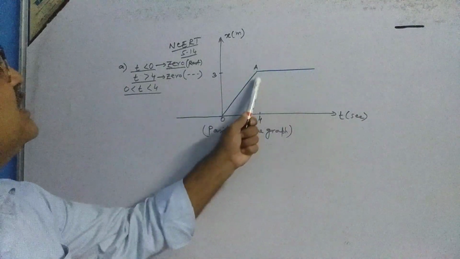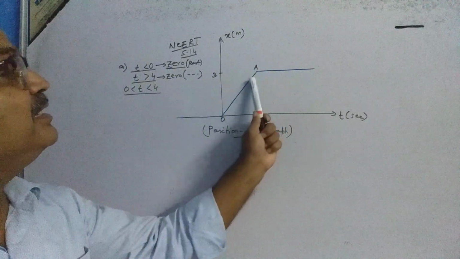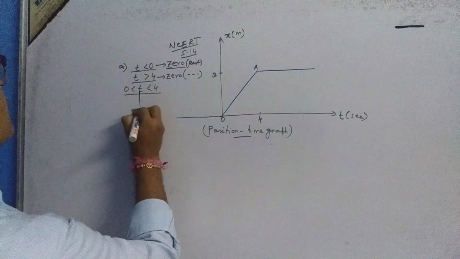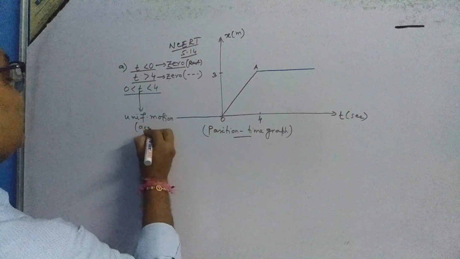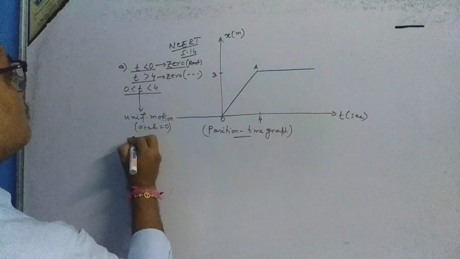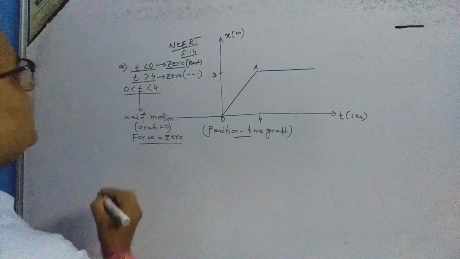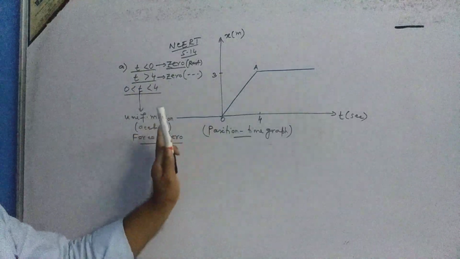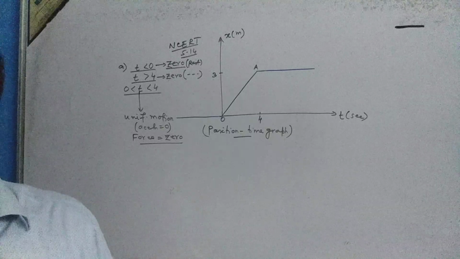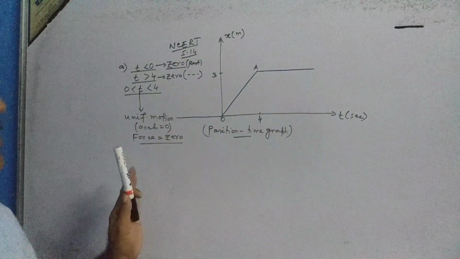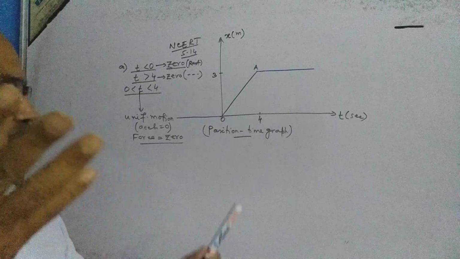Then, what is this? The position is changing, but since it is a straight line, it is giving uniform motion. If uniform motion, acceleration is 0. So force is 0. Okay? In all the three cases, force is becoming 0. In the first two cases, the body is at rest. In the third case, the body is in uniform motion. Dynamic equilibrium, it is called.